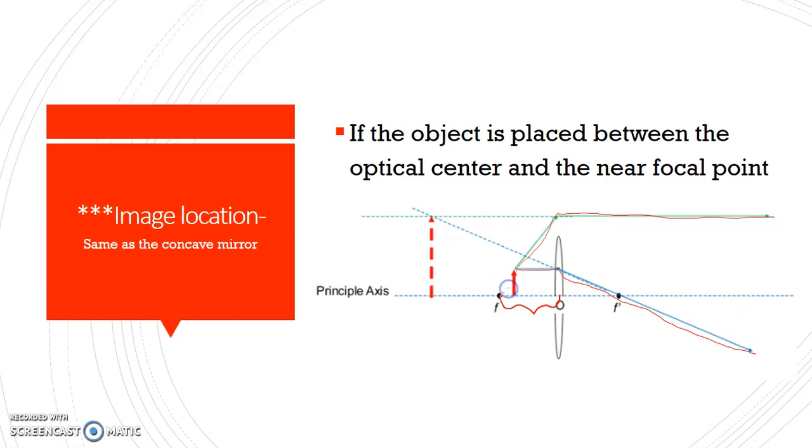And again, extend this line to go through that focal point. So where these two intersect, if we extend those two lines, it's going to be on the same side of where the object is. So it's same as the concave mirror concept.